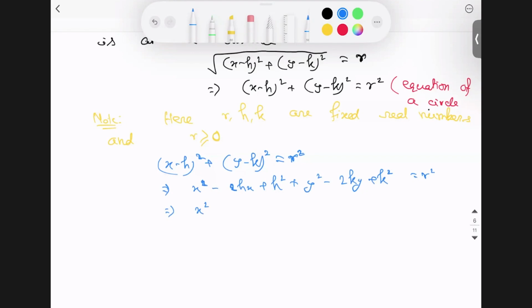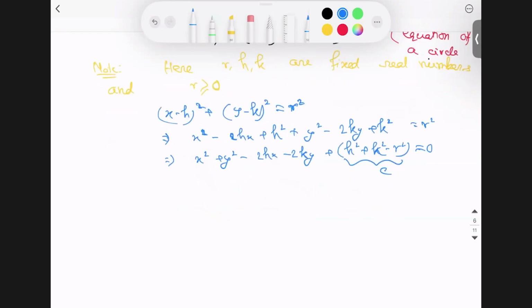If I rearrange the terms, then we can write like this: x square plus y square minus 2hx minus 2ky plus h square plus k square minus r square. We will denote this as some constant here. So in general, we write the equation of a circle by this equation 2.